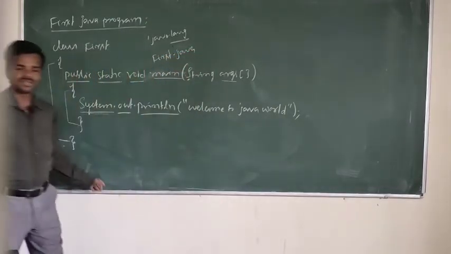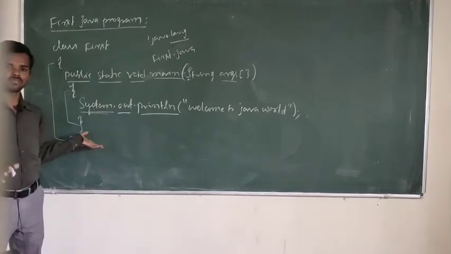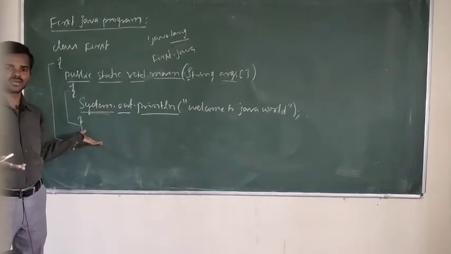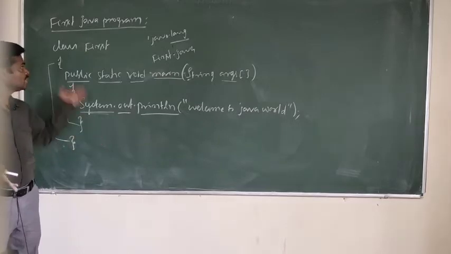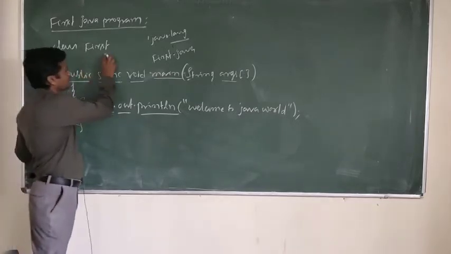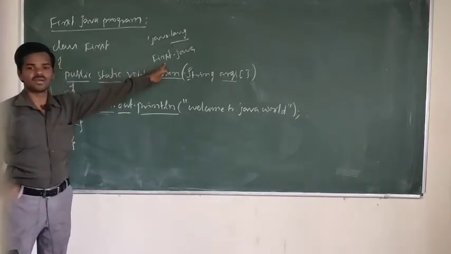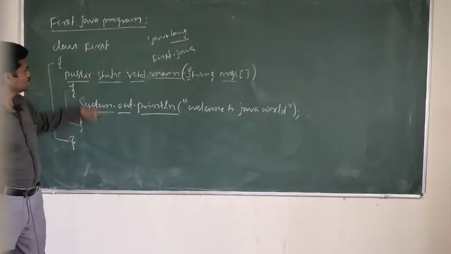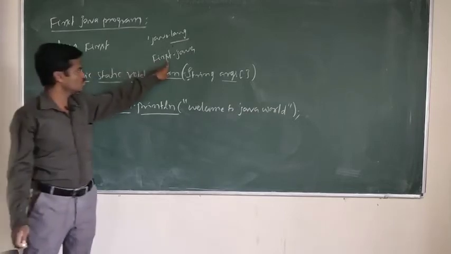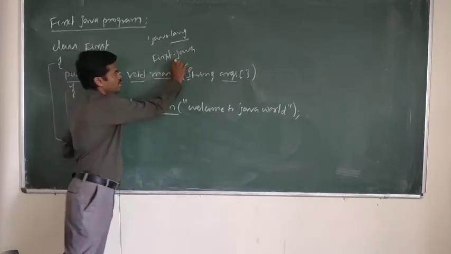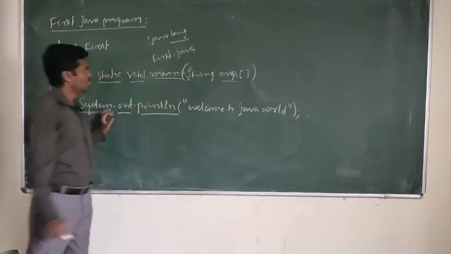So in C, C++ we are given the file name, whatever name you can choose, but in Java you always have to give the class name as the file name. Remember, the class name should be the file name, you cannot give other names. Here, what is the class name in this program? First. So we have to use first.java. .java is the extension and first is the file name.